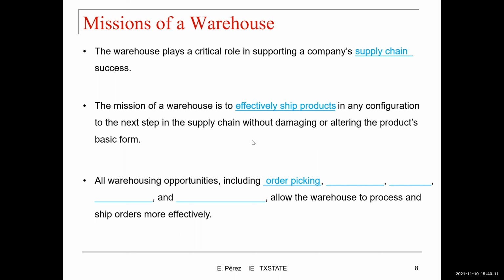All warehousing opportunities, including order picking, cross-docking, productivity, space utilization, and value-added services, allow the warehouse to process and ship orders more efficiently. So when I say order picking, these are operations in which, for example, in an HEB, if you go to the warehouse here in San Marcos, that warehouse is in charge of supplying product to multiple supermarkets in the area.